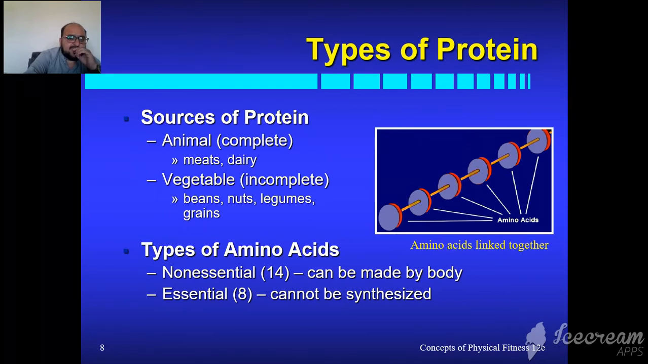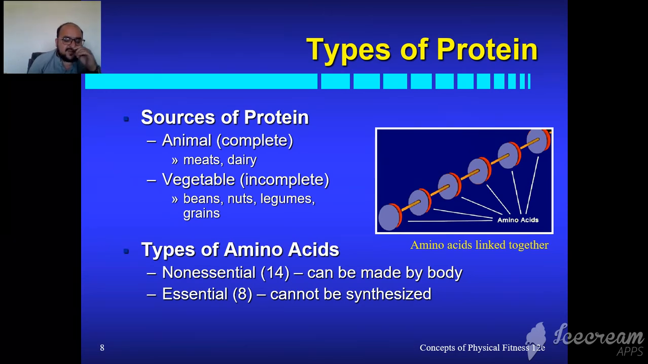Come to the types of protein. So the sources of protein are animal, which is complete, especially the animal sources, that is meat and dairy, and the vegetables, which is incomplete, that is beans, nuts and legumes or grain.